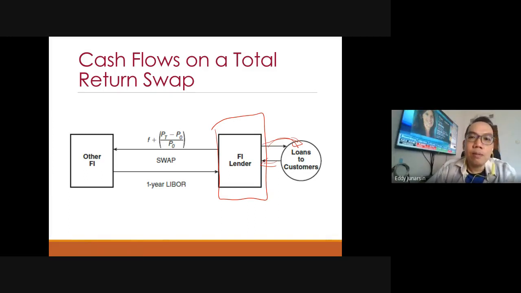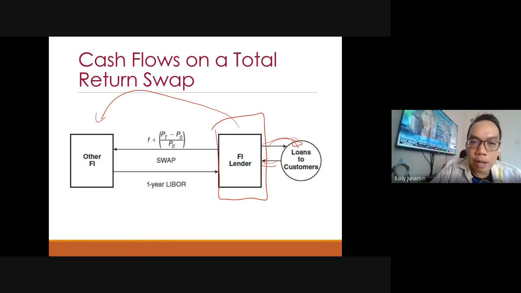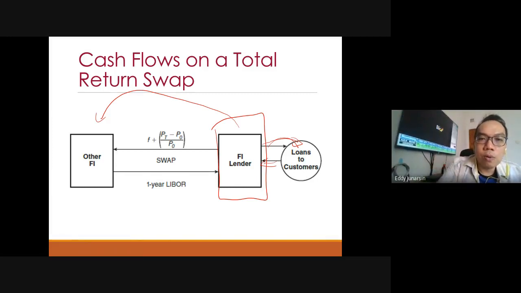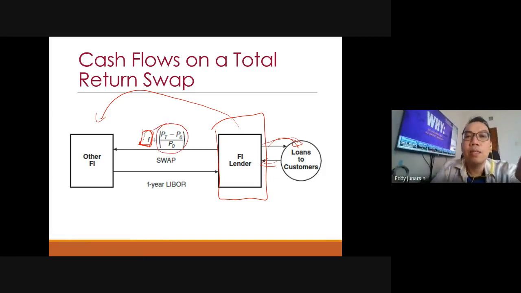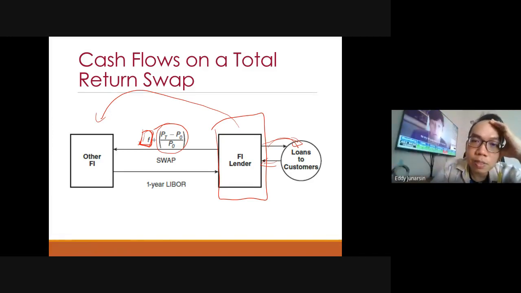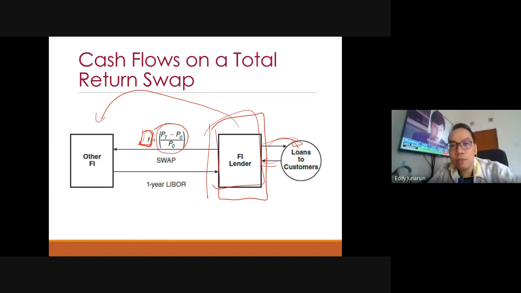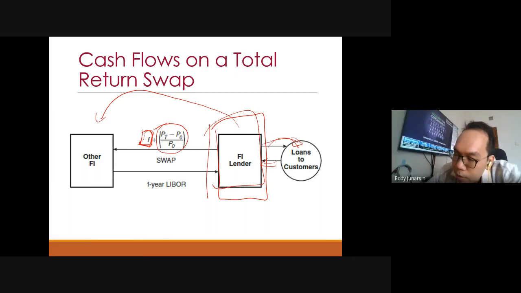So we make a swap contract, or credit default swap, with another financial institution or other institutions that want to participate in this contract. We make a contract that says we will pay a fixed interest rate plus any change in creditworthiness. For example, let's say we lend out money to a client in Vietnam, and again, what are we afraid of in this situation? We're afraid of a decreasing creditworthiness of that Vietnamese client from time to time, right?